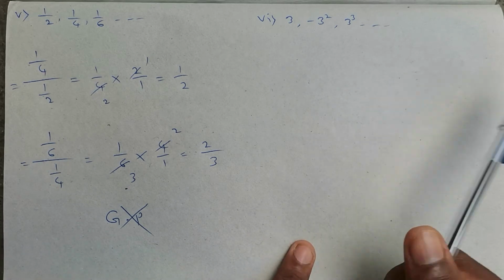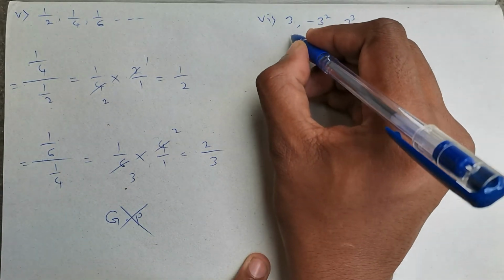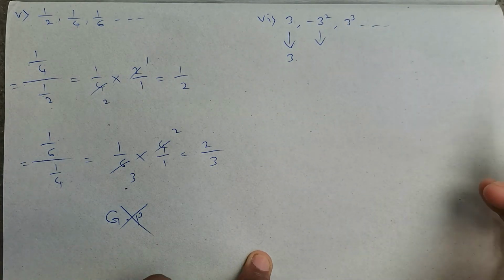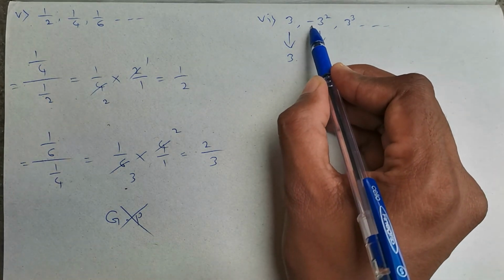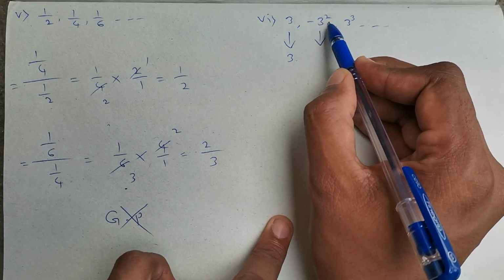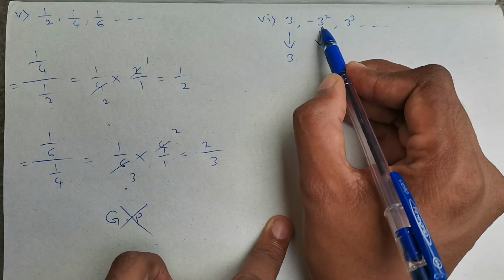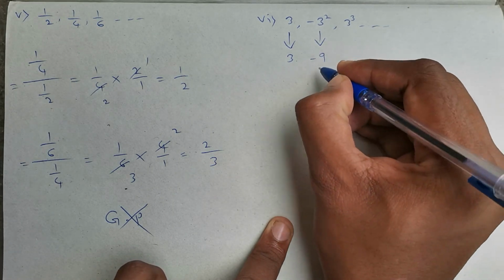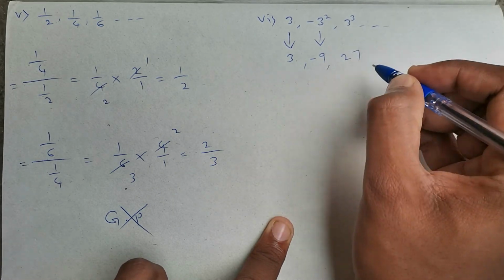If we come to the next question, the first term is 3 as it is. Here it is minus 3 square. Observe this clearly: the minus 3 bracket is not there. So it means this square is for only the number, not for the symbol. So minus will be as it is. 3 square is 9, 3 cube is 27.